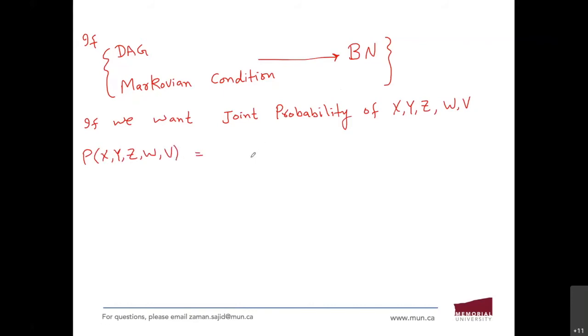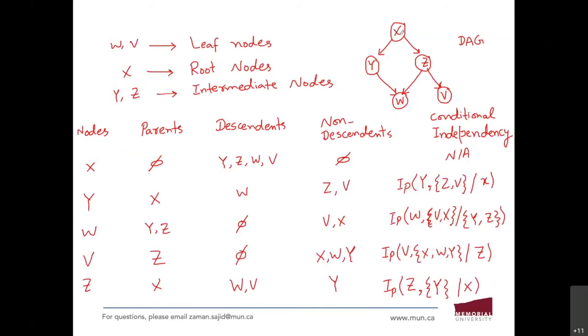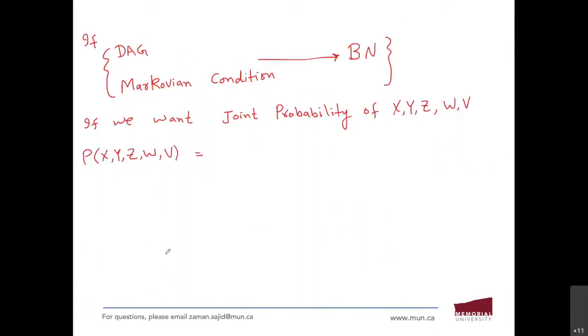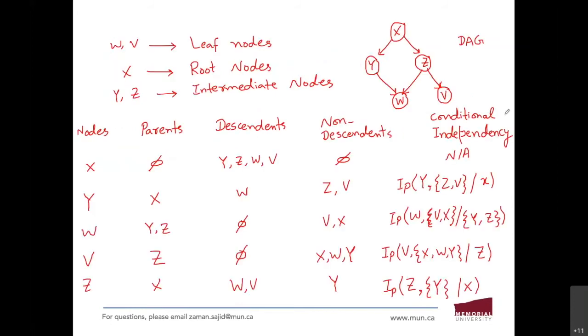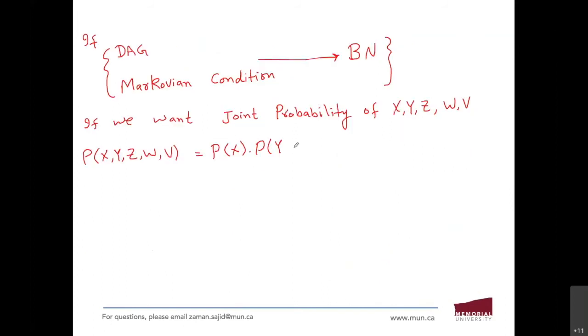Now I will take you to the network in the previous slide. So this is my root node, so the probability should be P of X. So that should be equal to P of X multiplied by the probability of Y. Now if I go back to my work here, Y has input from X only. So it will be probability of Y given X, because X is the parent of Y.